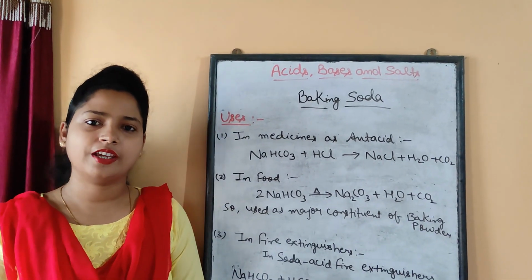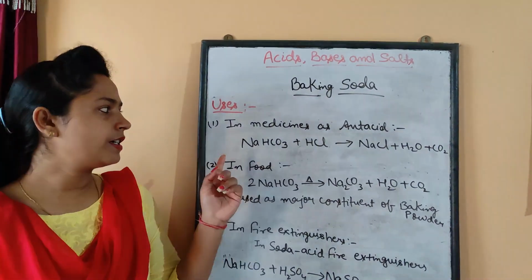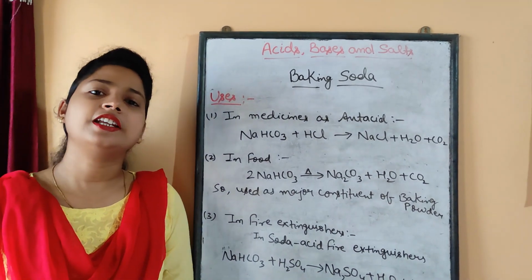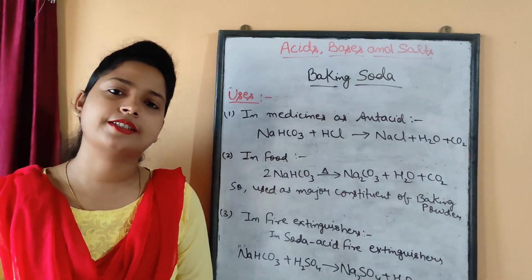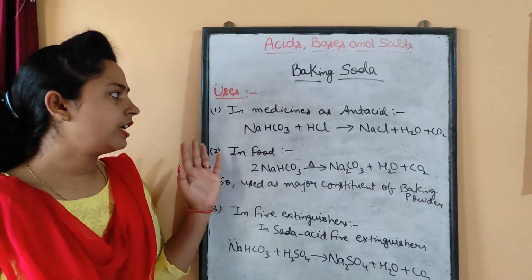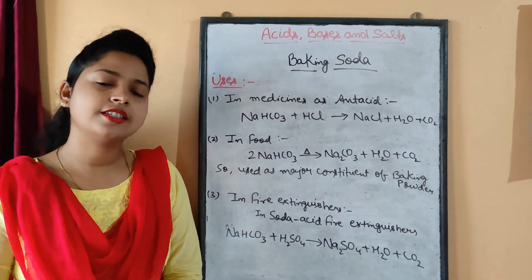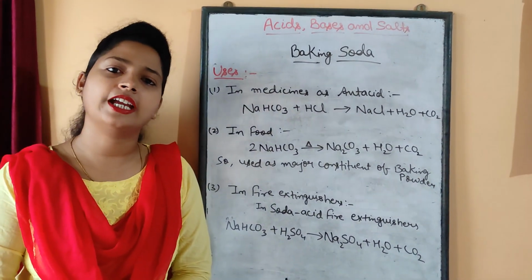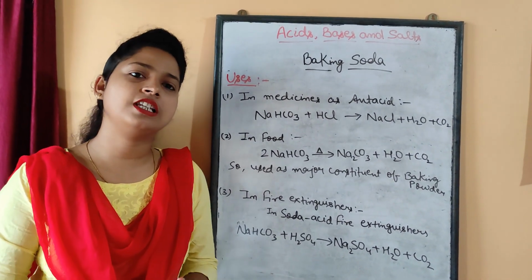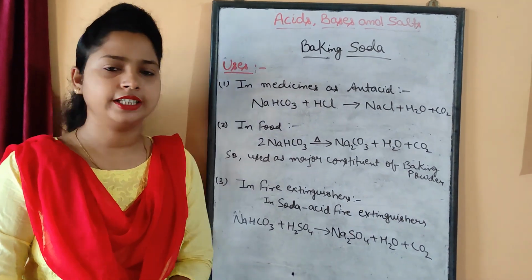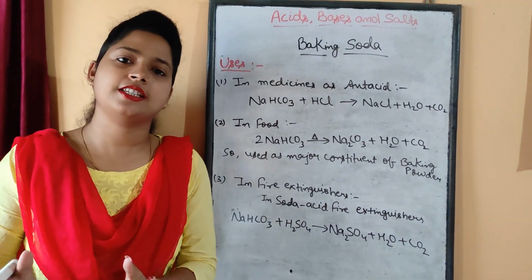Now the uses of baking soda. So there are three major uses of baking soda. Very first is in medicines, second is in food or in kitchen you can say, and third is in fire extinguisher. Now let's take the first, that is in medicines. So in medicines, baking soda is used as an antacid. Antacids means the medicines which are used to reduce the acidity. That's why the name is antacids, means anti-acidic.